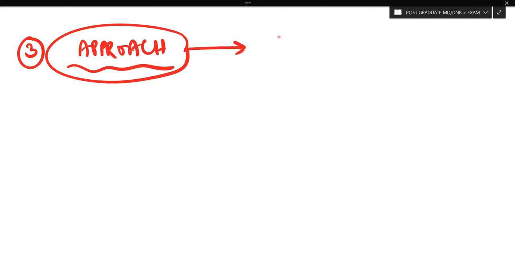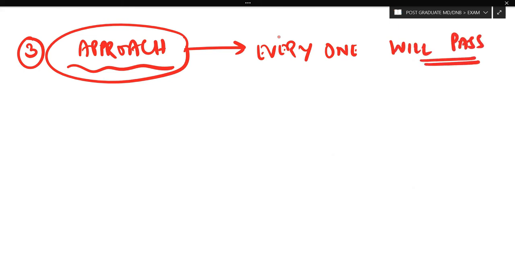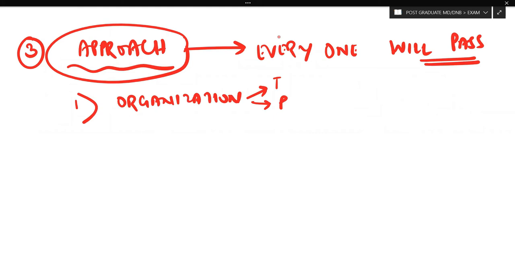Now, the first thing that I am going to tell you, my first line towards the approach, is that every one of you will pass, unless you go against the rule of basics that I've already explained. The first important thing in your approach is organization. What do you mean by organization? Organization means, are you well prepared to approach your theory? Are you well prepared to approach your practical?